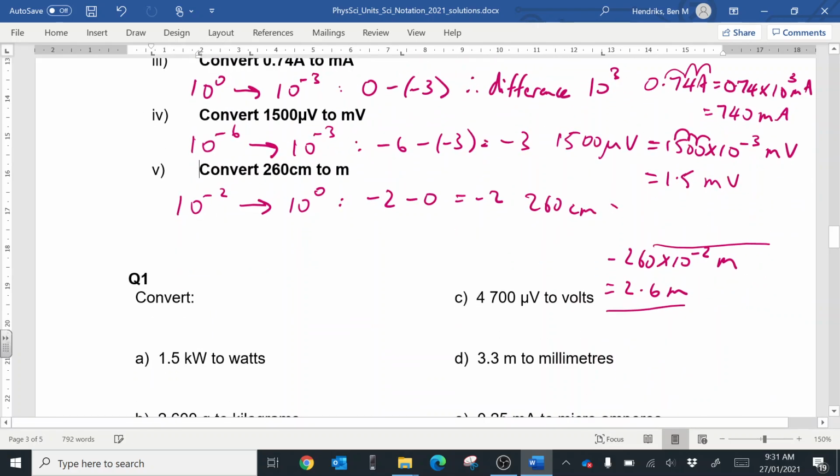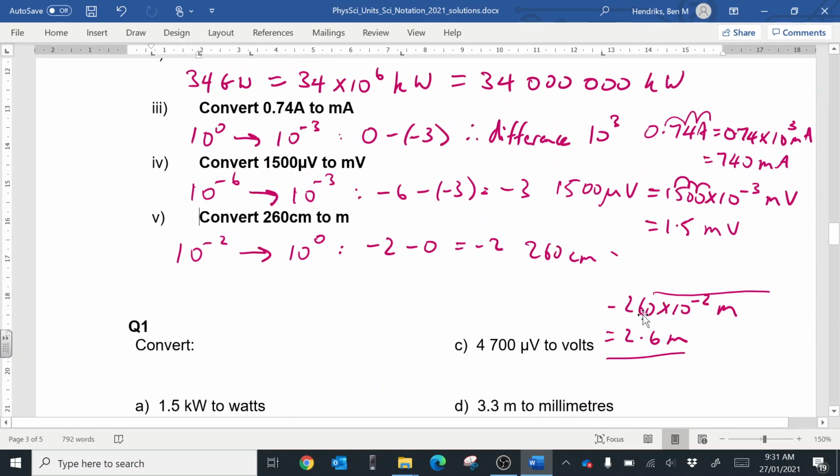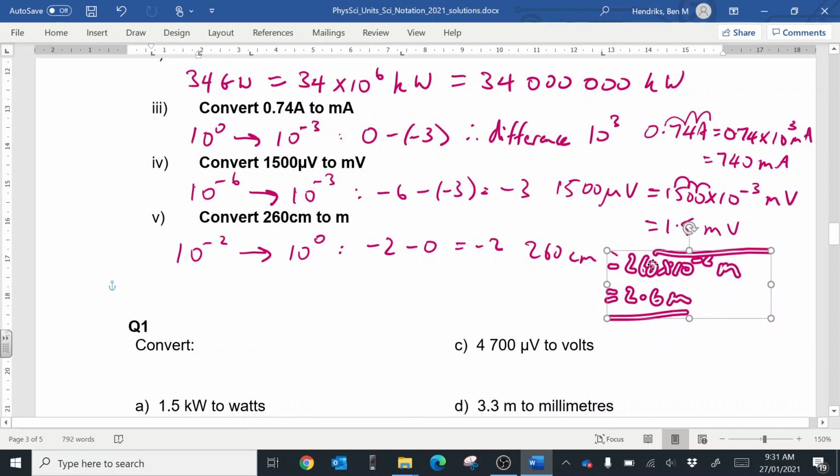Okay, and now there's some problems for you to do. So now you've got some problems down here, and there's answers on the back of this sheet.